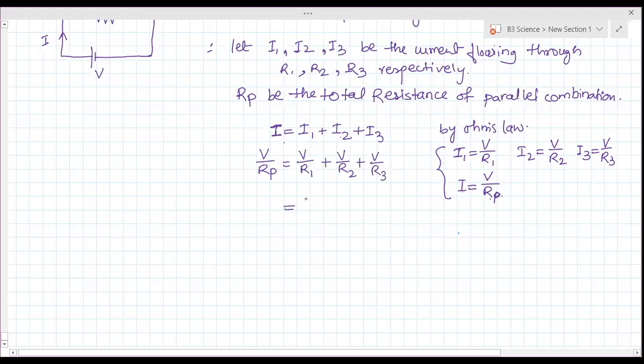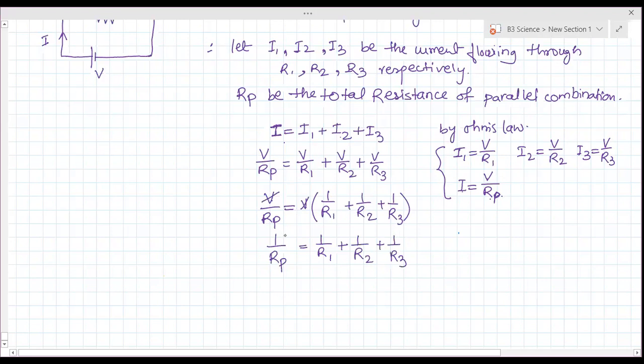Now take the potential difference common, V value common. So V is equal to V into 1 plus 1 by R1 plus 1 by R2 plus 1 by R3 into V by RP. So this potential difference and this potential difference is same, so we have to cancel it. So finally we will get 1 by RP, that is the total resistance. Reciprocal of total resistance is equal to 1 by R1 plus 1 by R2 plus 1 by R3.